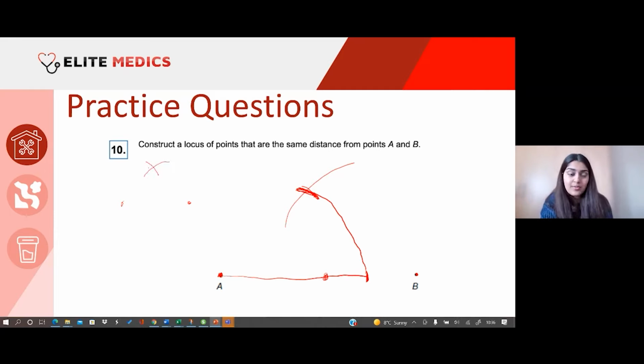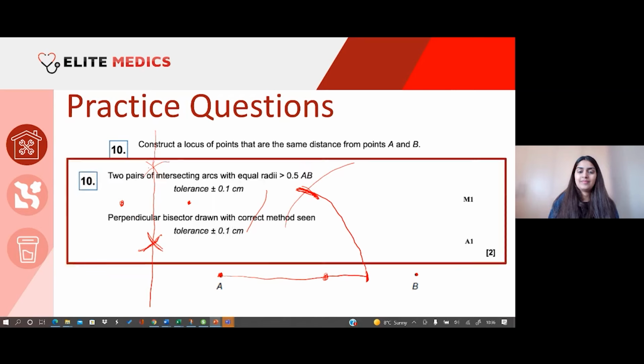Don't change the width of the compass. Do the same thing again, repeat from both points. So from here, draw one at the bottom. Draw one at the bottom of this side, and then from here, draw one at the bottom from this side. Then all you have to do is connect both of these points with a ruler, and draw a nice long line through it. And this would be the locus of points that are the same distance from A and B. So you can see that we've got a perpendicular bisector.